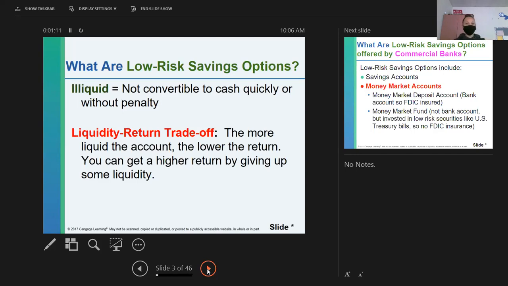option. So the liquidity return trade-off: the more liquid the account, the lower the return. You can get a higher return by giving up some liquidity. If you can easily get your money out, you're going to have a lower return. Again, you can get higher returns by giving up some liquidity, meaning it's harder to get that money out.